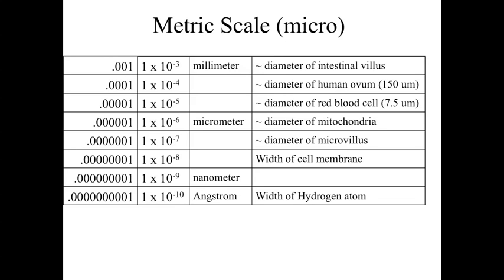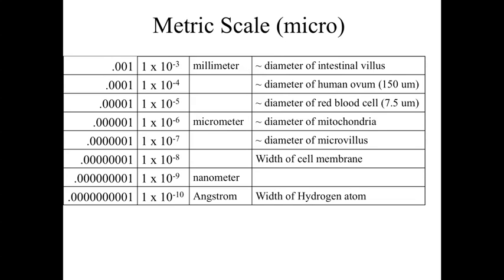We go 1 times 10 to the negative 6th, we're at the level of a micrometer. That's about the diameter of a subcellular structure called the mitochondria. If we go 1 times 10 to the negative 7th, 1/10 of a micrometer, we're at the diameter of a microvillus, a structure we'll talk about later on in the course. 1 times 10 to the negative 8th is about the width of a cell membrane. And so if we want to understand what's going on within the membrane, we've got to be able to come up with a resolution that will allow us to look at this.